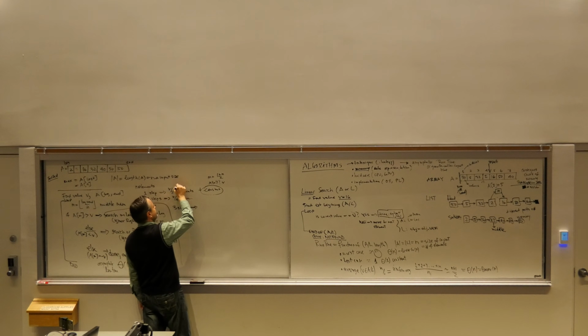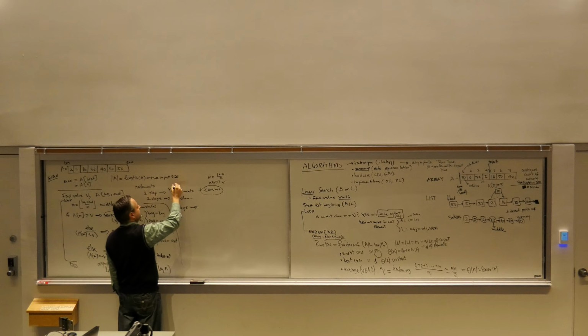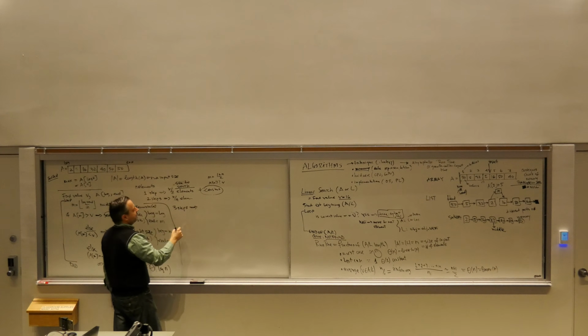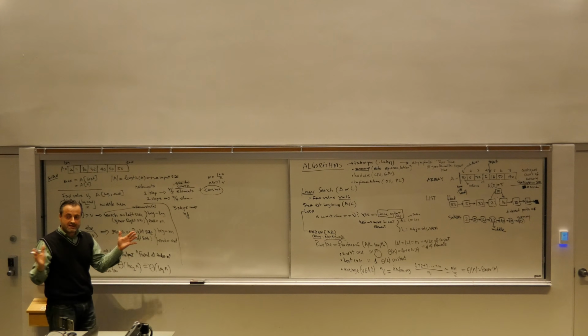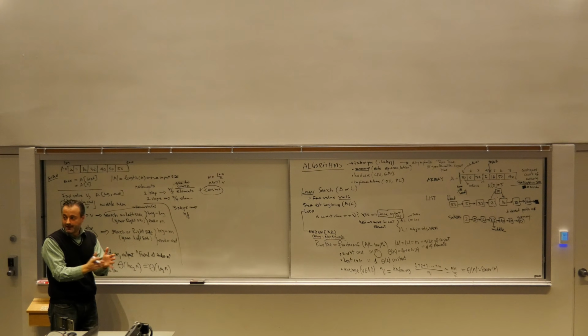This is left, not confusing with that left. Remain to search, size to search. 3 steps. What's the size I have left to search? N over 8, right? So at every step, I reduce my search space in half. I cut half of it out of the search space.